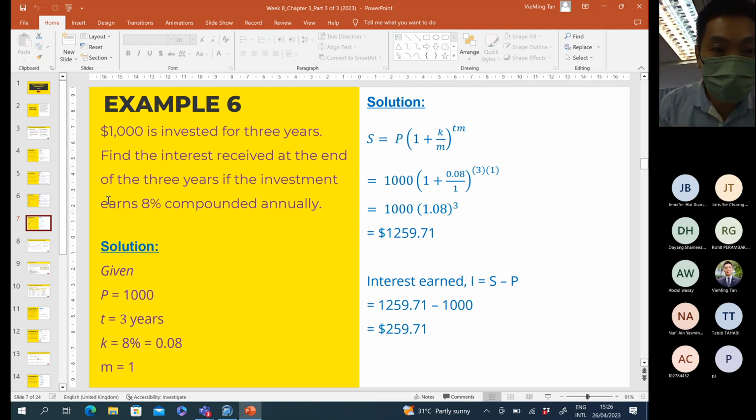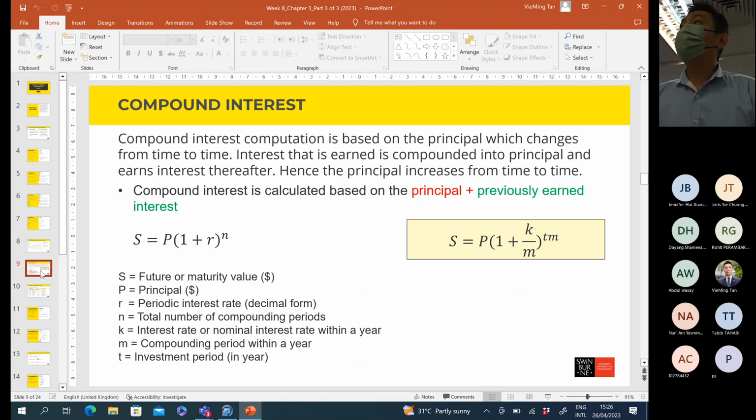Okay, but we have to first understand the meaning of all these variables. We need to understand the meaning of each variable for this formula for compound interest calculation, future value. All right. So P is still the same principal, no change. K is the annual interest rate.